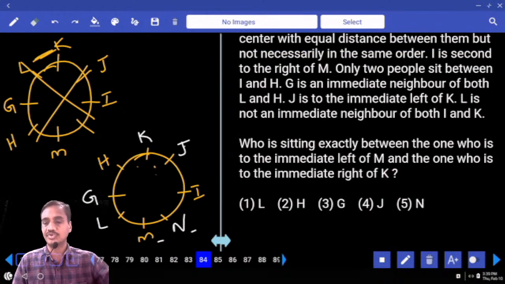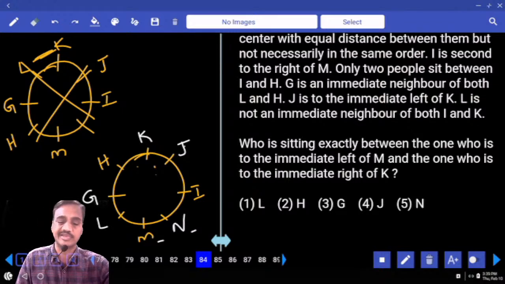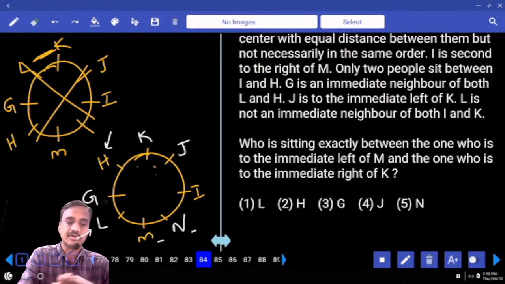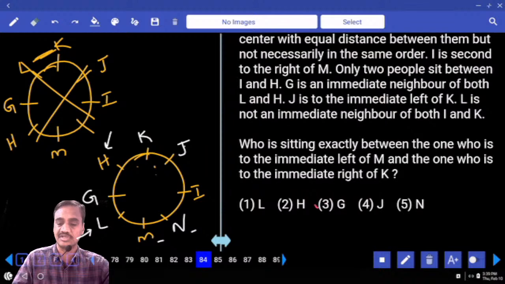Then 84. Now in this 84, who is sitting exactly between the one who is to the immediate left of M and the one who is to the immediate right of K? Now who is to the immediate left of M? L. And the one who is to the immediate right of K? H. Now in between H and L, who is the person here? G. That is choice 3, 84.